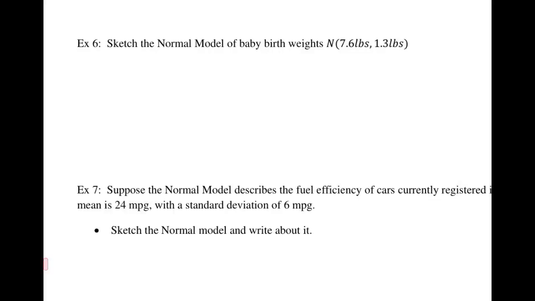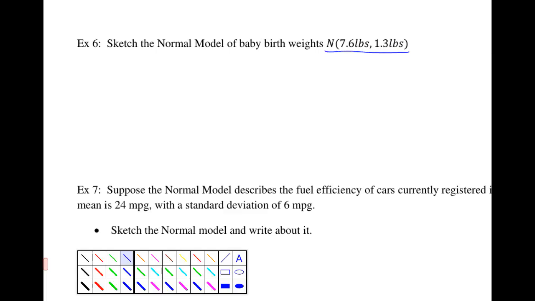Chapter 5, Example 6. Sketch the normal model of baby birth weights in 7.6, 1.3. So my mean is 7.6, my standard deviation is 1.3 pounds. It tells us this is the normal model. It already gives it to us in that form, so we don't have to do the nearly normal condition. We just want to sketch the curve.